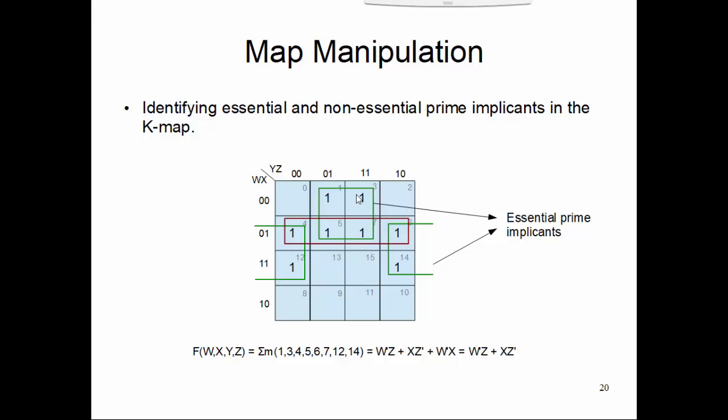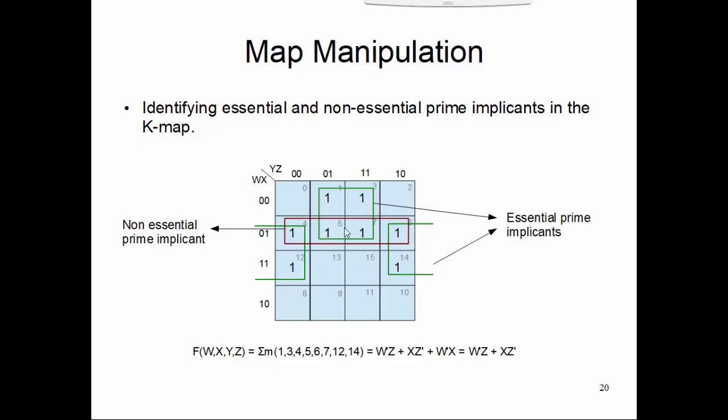Now this one, the red group, is not an essential prime implicant. Why? Because each of the min terms in this group, which are 4, 5, 7, 6, is also part of some other prime implicant group, all of them. So this red group is not covering any min term, any one visually, which is not covered by any other group. That's why this is a non-essential prime implicant.